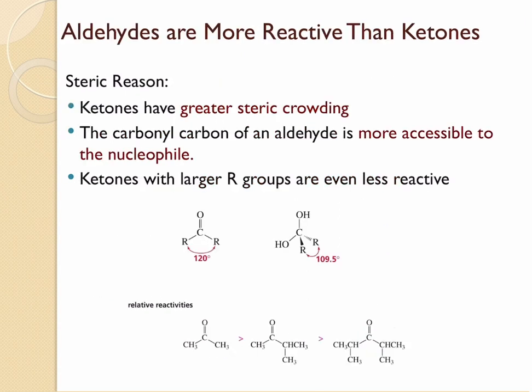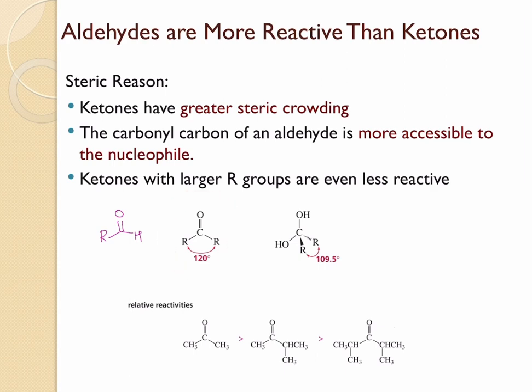The second reason is the steric reason, steric hindrance. How aldehydes and ketones are affected by steric hindrance. In general, ketones have greater steric crowding than aldehyde. This can be seen from the structure. So let's compare the structure of aldehyde with ketone. So aldehydes have at least one hydrogen, whereas ketones have two alkyl groups, and because of which we can definitely say that the ketones have greater steric crowding.